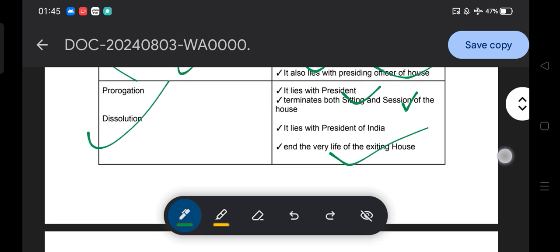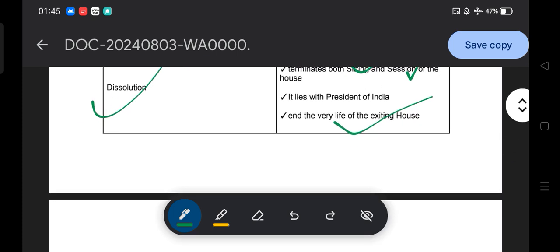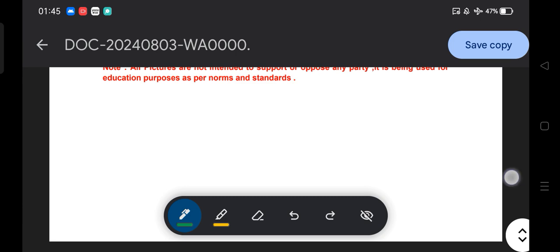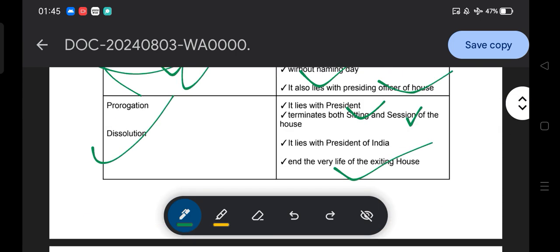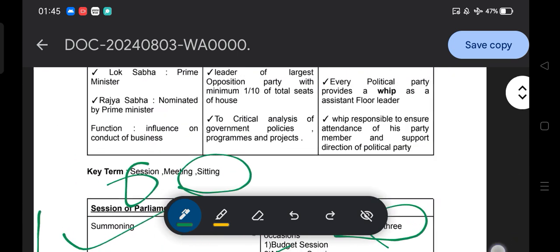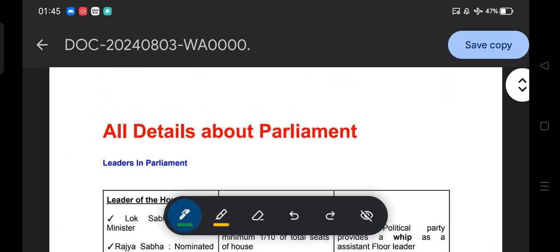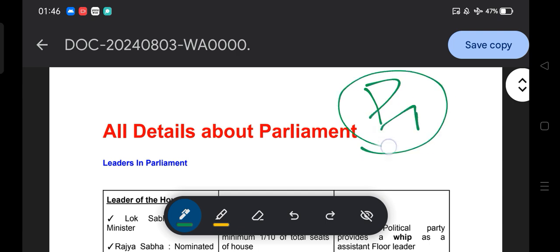So guys, this is all from my side regarding the details of Parliament, part 1. You will also get part 2 in the upcoming days. Try to relate adjournment with examples, it could be helpful to you.